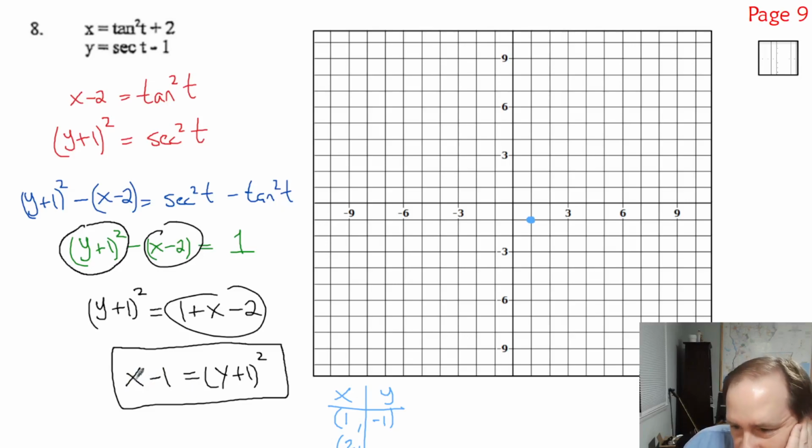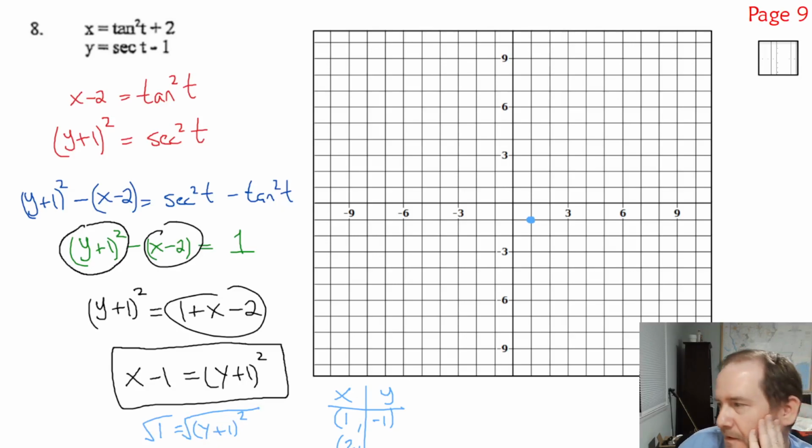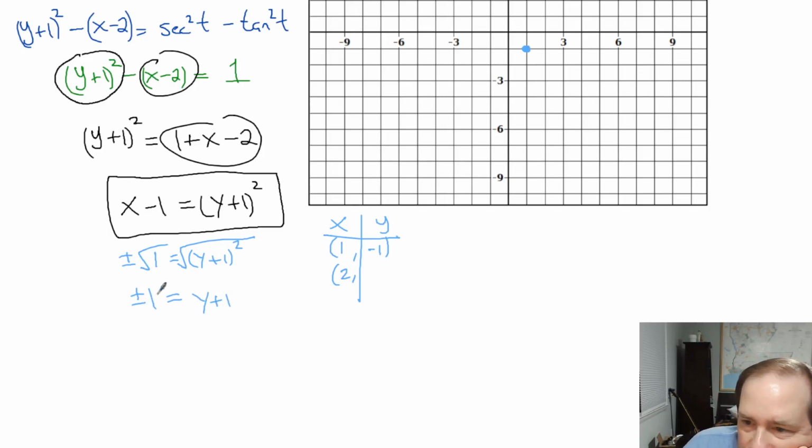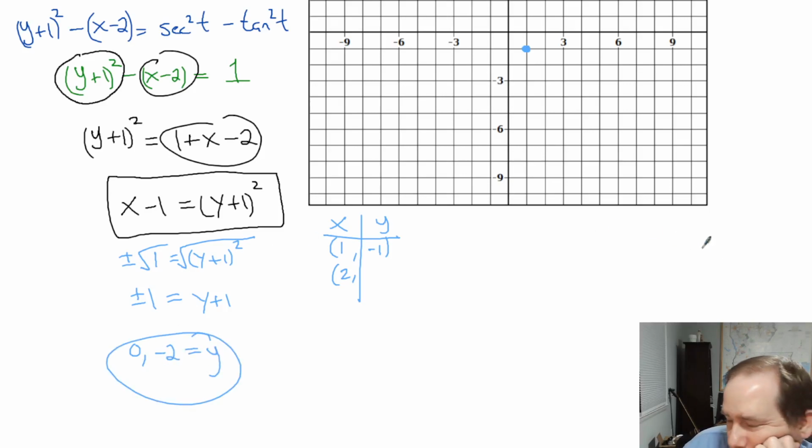If you let x be 2, then 2 minus 1 is 1. So just remember from here, when you take the square root, am I running out of space? I very much am. When you take the square root, you'll get the positive and the negative root. So plus or minus 1 equals y plus 1. So now if I subtract 1, well, when this is a positive 1, I get 0. When it's a negative 1, I get negative 2. So what I hope is not shocking is that when x is 2, I get 2 different y values. I get 0 and I get negative 2.